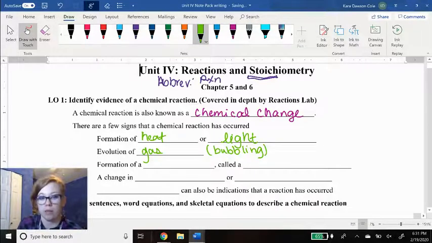You can say a formation of a solid, which is called a precipitate. Sometimes I change the ending on this, so I can say precipitant. Both of those work.